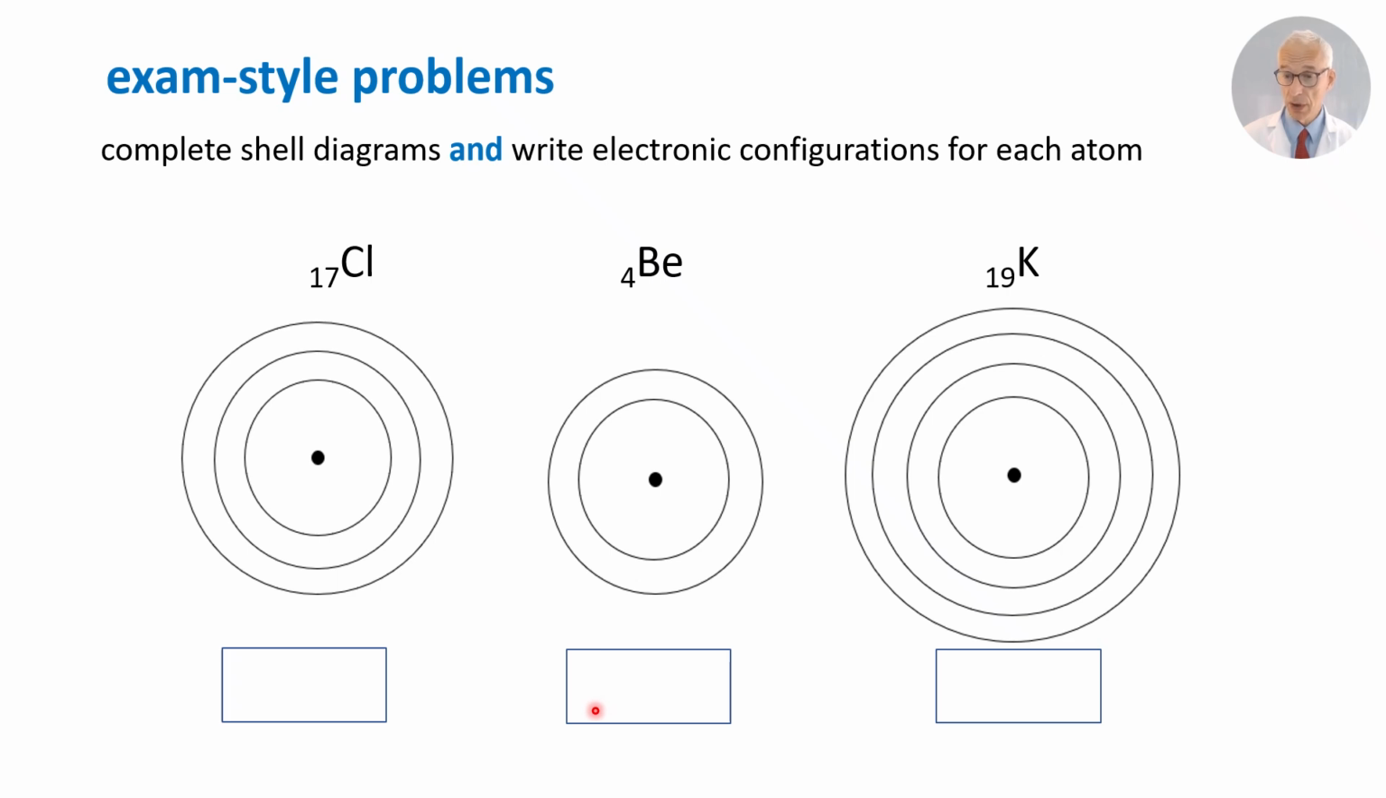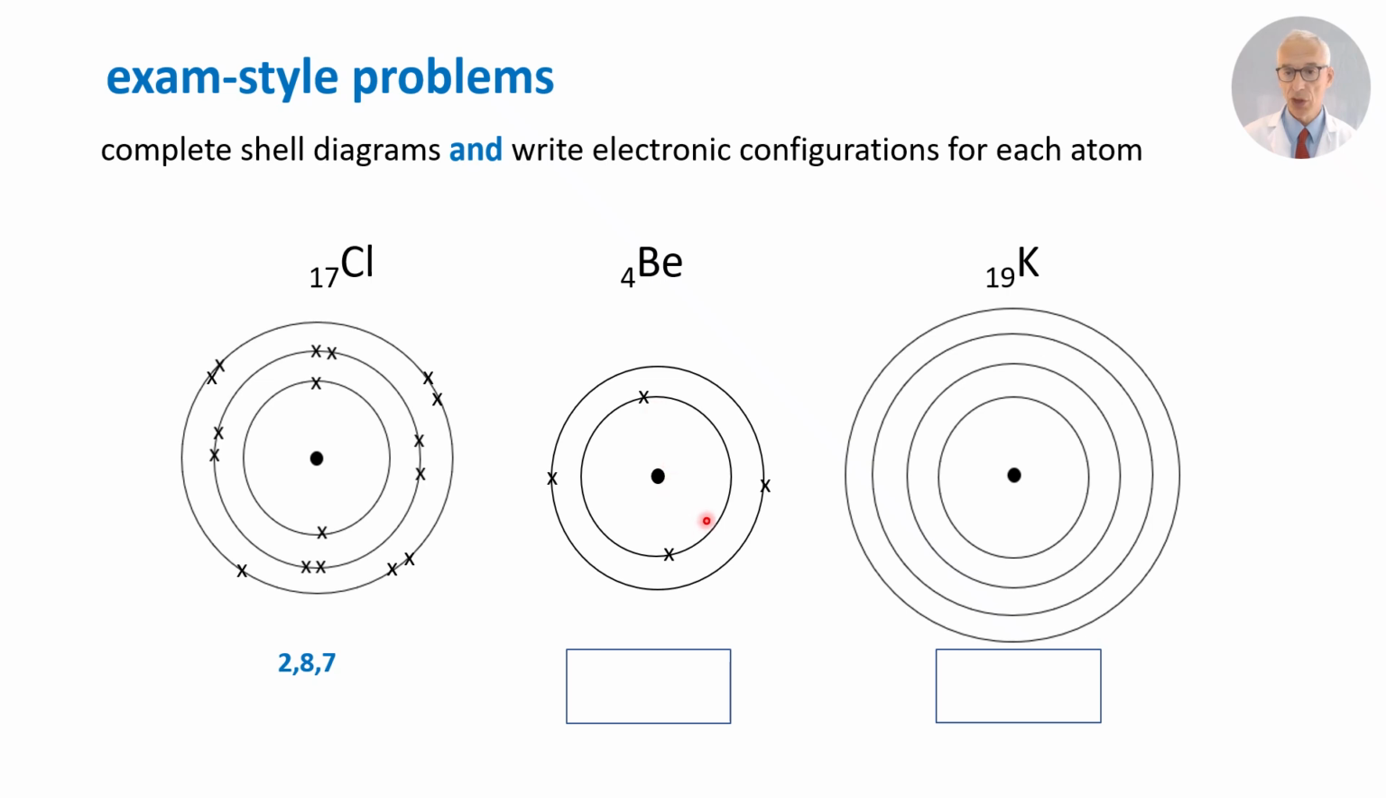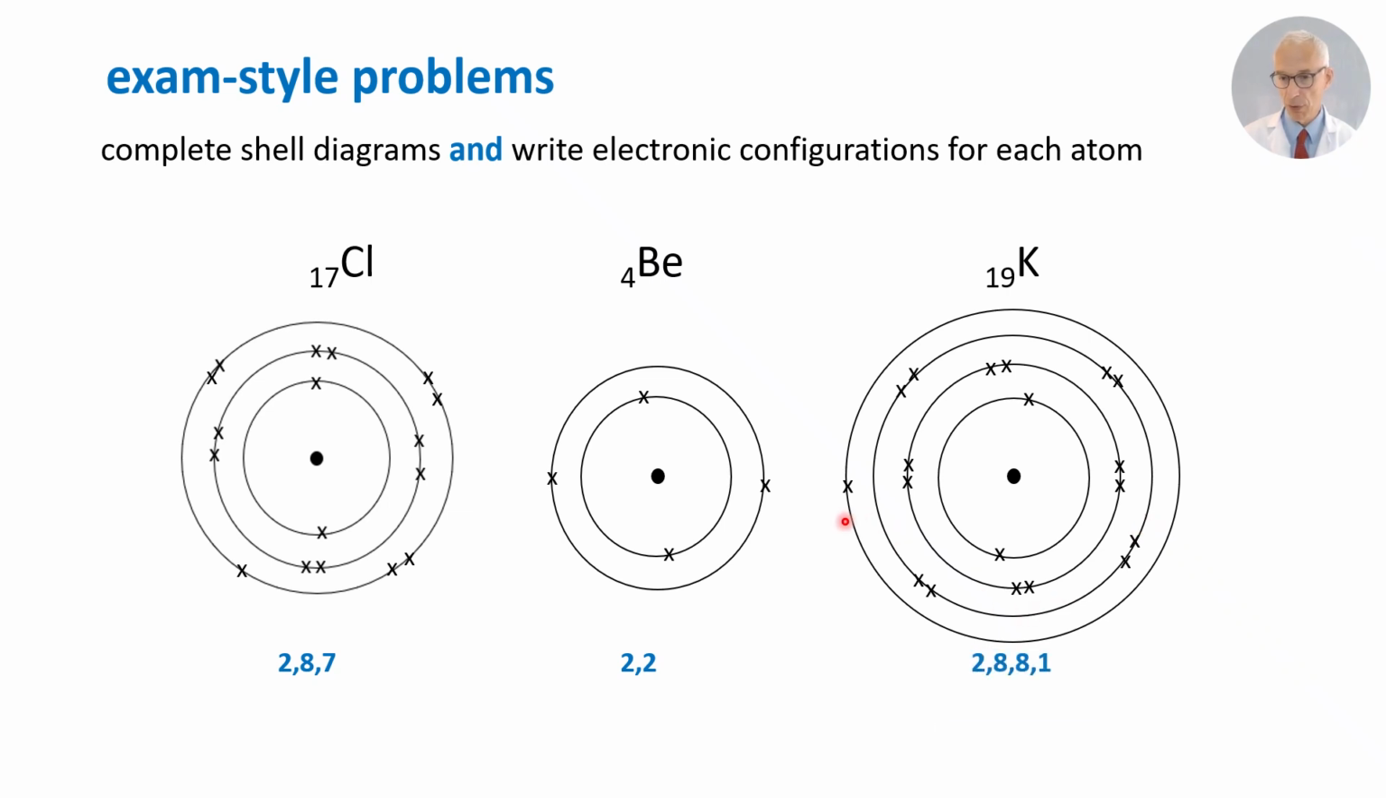Okay, so chlorine, 2, 8, 7. Beryllium, only got 4, so 2 and 2. We write that's 2, 2. Now potassium, thrown this in for a particular reason, of course, because 2 in the first, 8 in the second, 8 in the third. Now that is now full, so the remainder electron is placed in the fourth shell, 2, 8, 8, 1.